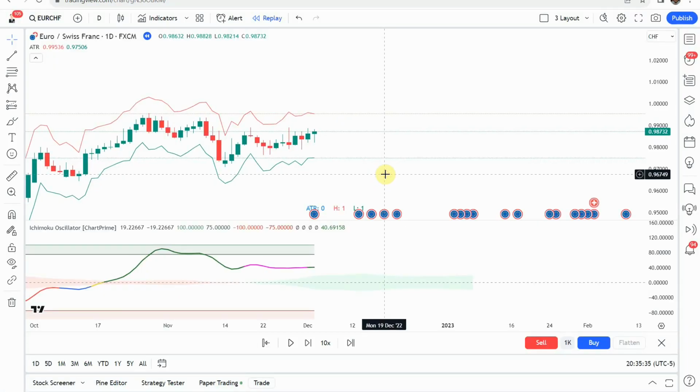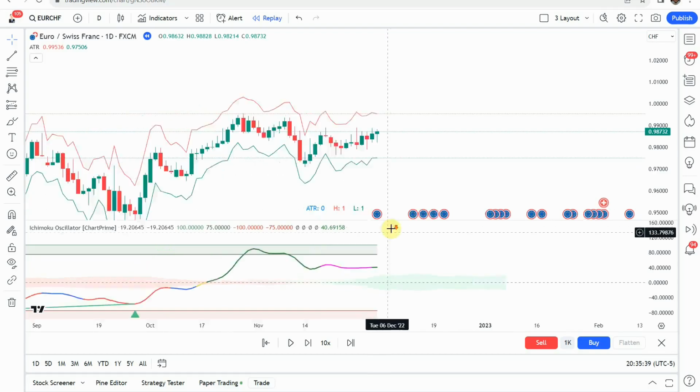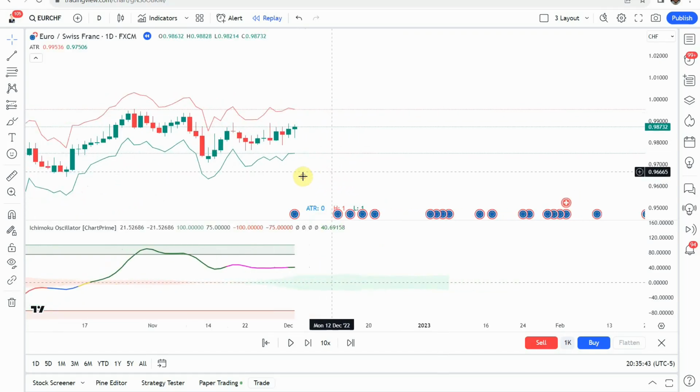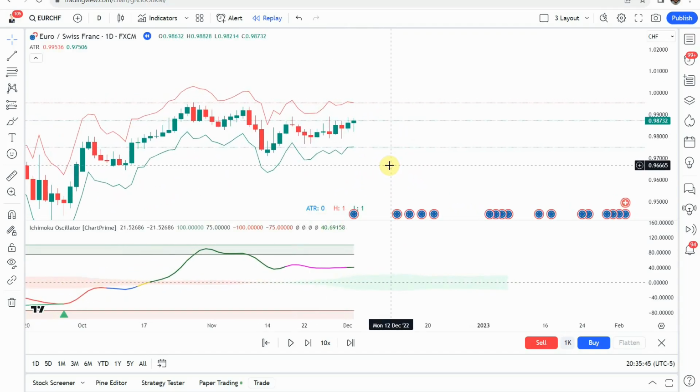Okay, so today we are testing the Ichimoku Oscillator indicator. You can see it here on the bottom of the screen. And so the source video claims that this Ichimoku Oscillator can predict buy and sell entries before they happen.